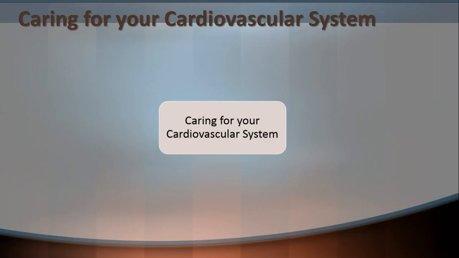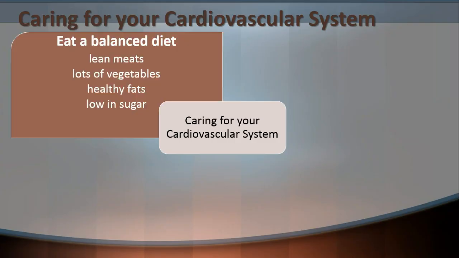So let's talk about caring for your cardiovascular system. The first thing you want to remember is to eat a balanced diet. Lean meats, lots of vegetables, healthy fats, and a diet that's low in sugar. Sugar tends to be toxic in the body. Healthy fats will help provide your glands with the ability to make hormones that'll circulate through your blood better. And then, of course, your lean meats and vegetables, those are low in saturated fats, which are healthy for the cardiovascular system and the whole body.